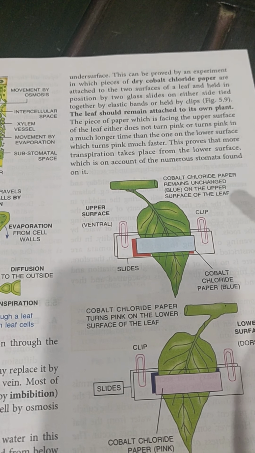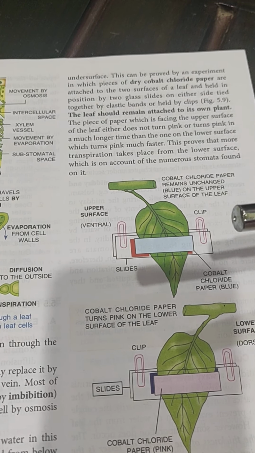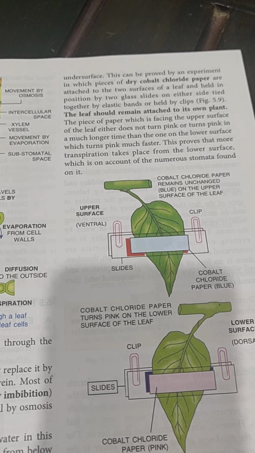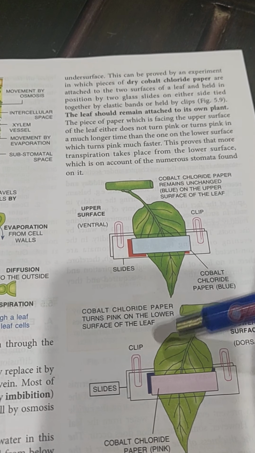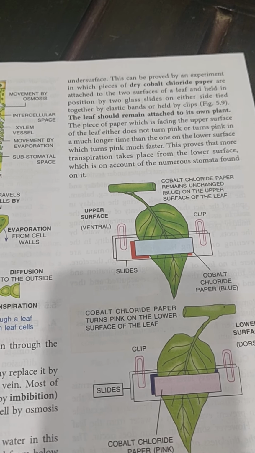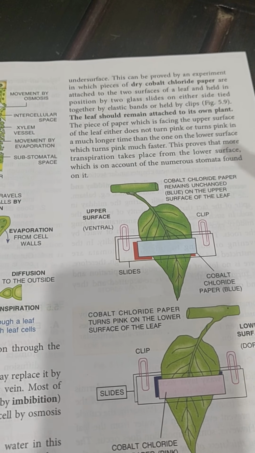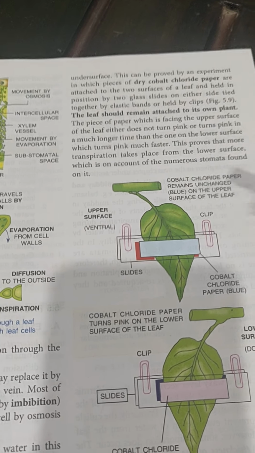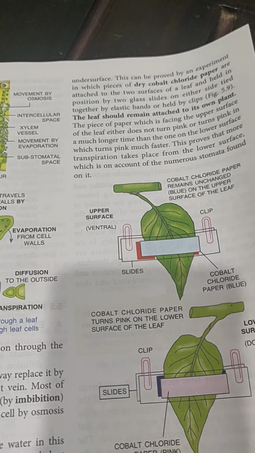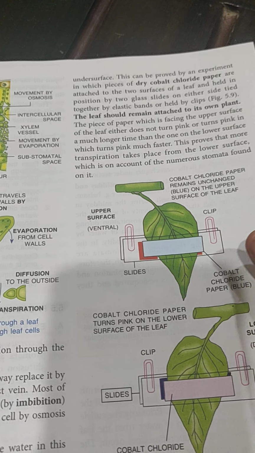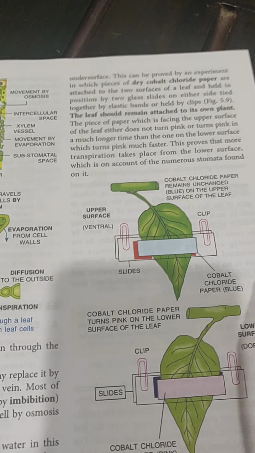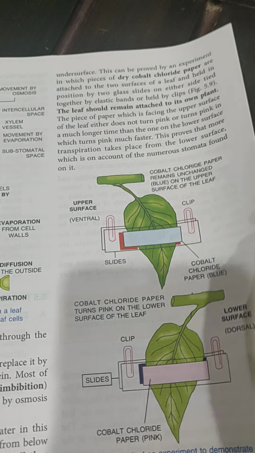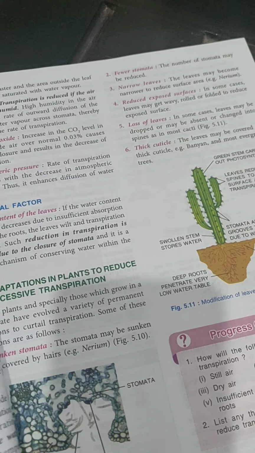After some time, you will see that the piece of paper facing the upper surface of the leaf either does not turn pink or takes a lot of time to turn pink, but the paper at the lower surface turns pink faster. That means it comes in contact with more water. And how can more water be there? It can be there as a result of transpiration. Okay, so that's how we can prove that the lower surface of a dicot leaf gives out more water vapor due to the process of transpiration.